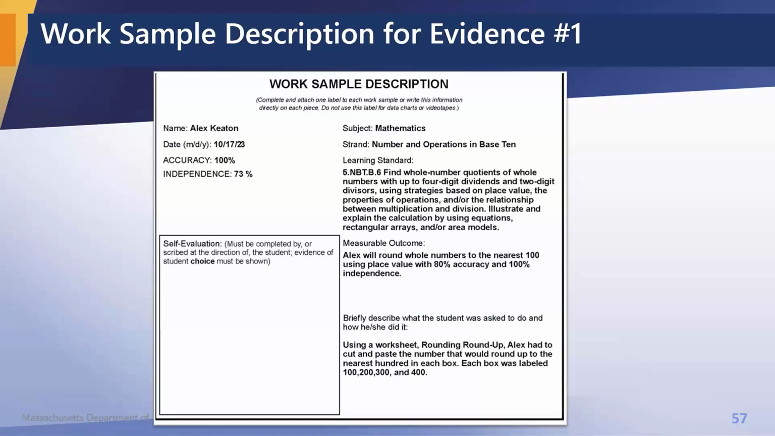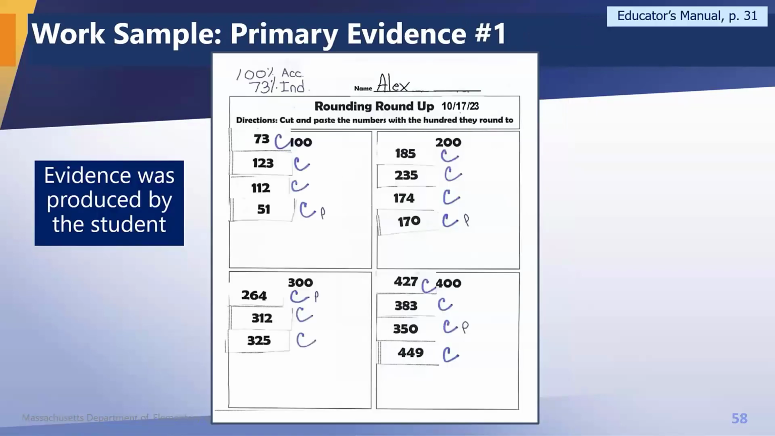And you can see here self-evaluation. We'll talk about that a little bit later, but just know it's here, and Kevin will also point that out when we go to forms and graphs. So here's the actual student evidence. This is produced by the student. The student cut and paste the numbers on there.